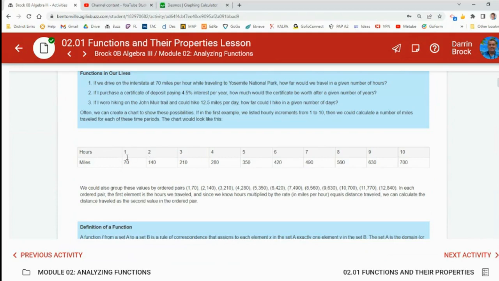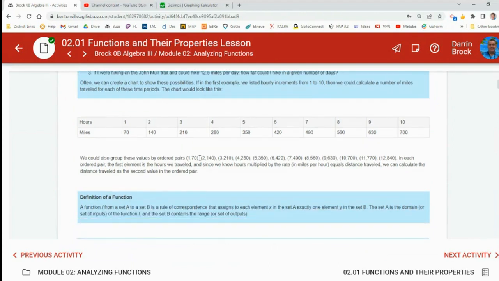And we can make a table. Like here's the driving to Yosemite. 1 hour, 70 miles, 2 hours, 140, 3 hours, 210. See, we can make a table to represent the function. Or we could use these ordered pairs. (1, 70), that's an ordered pair. (2, 140), (3, 210). Those are ordered pairs, the x and the y.